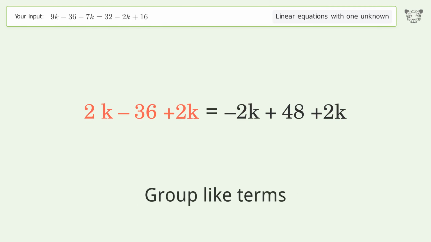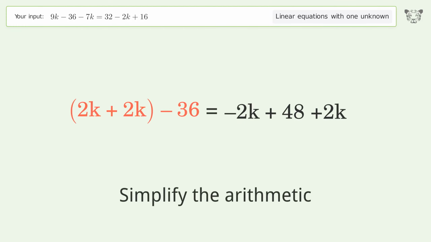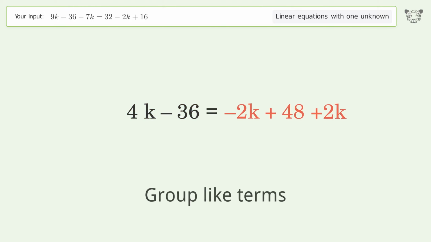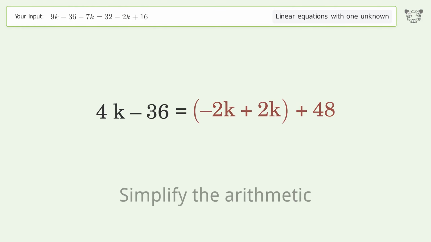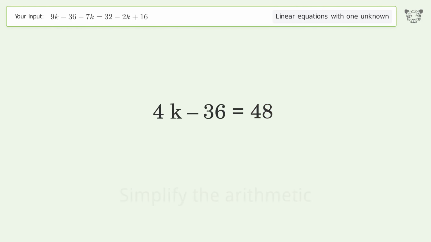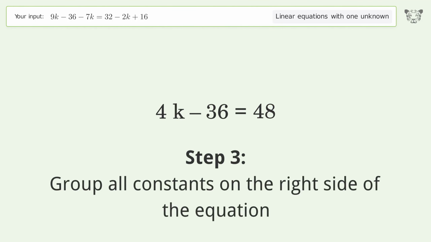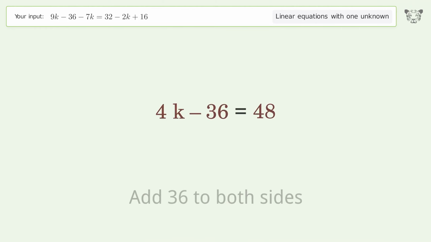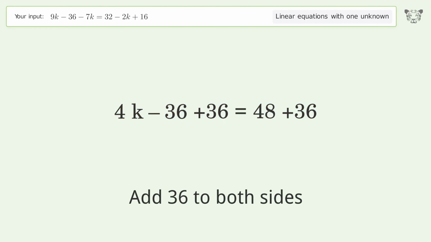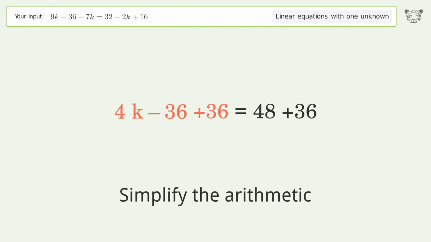Group like terms. Simplify the arithmetic. Group like terms. Simplify the arithmetic. Group all constants on the right side of the equation. Add 36 to both sides. Simplify the arithmetic.